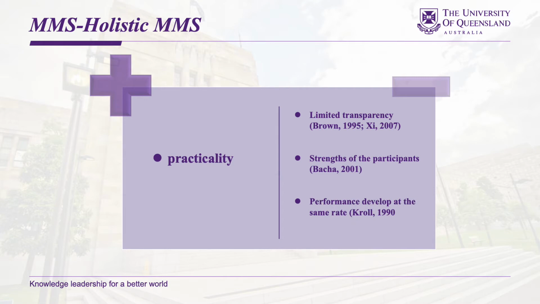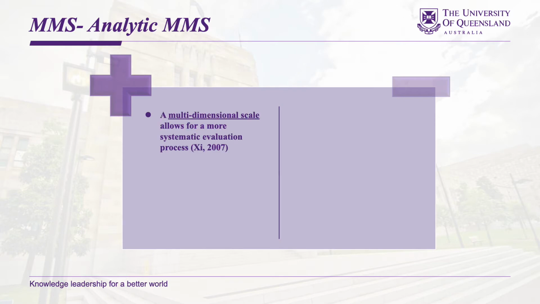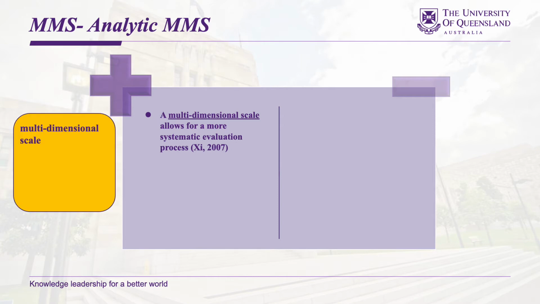Holistic scoring assumes that different performance features develop at the same rate, which is questionable from a second language acquisition point of view. This is the analytic marking model. A strength of the analytic marking model is that a multidimensional scale allows for a more systematic evaluation process. It also potentially increases reliability. The multidimensional scale reflects the complex nature of language and is more consistent with theoretical models of cognitive language ability.